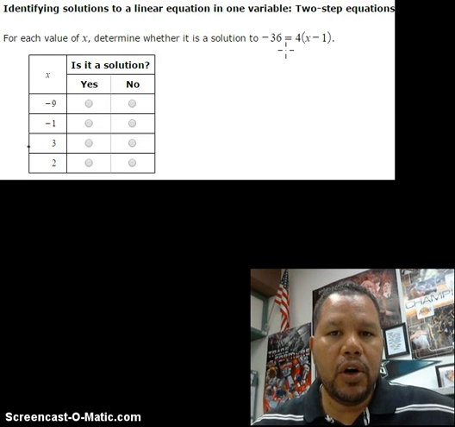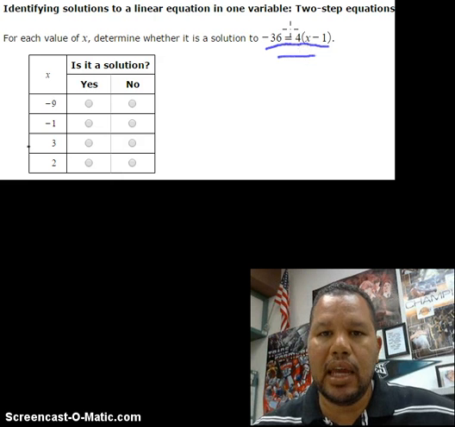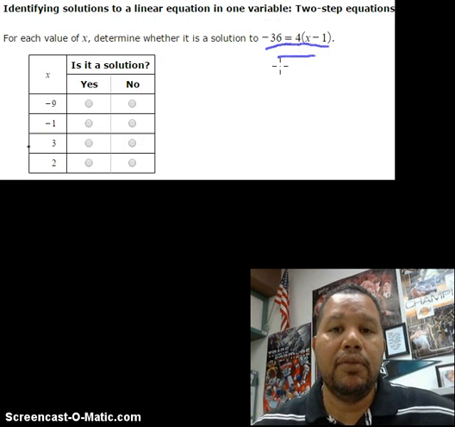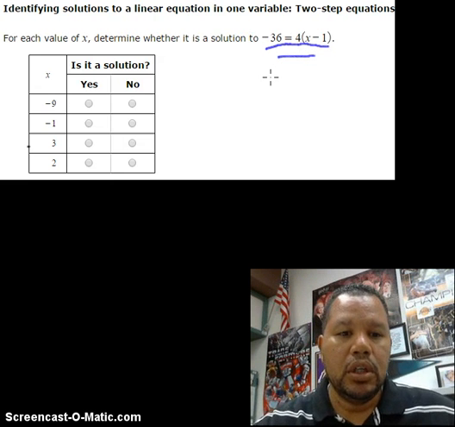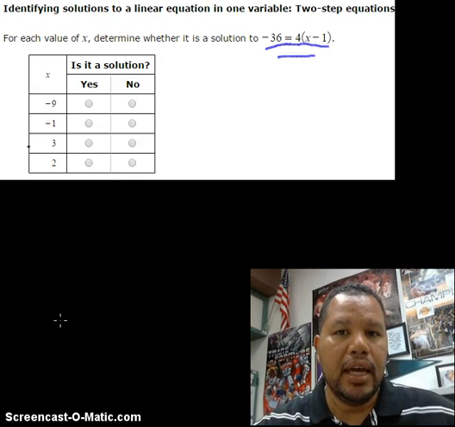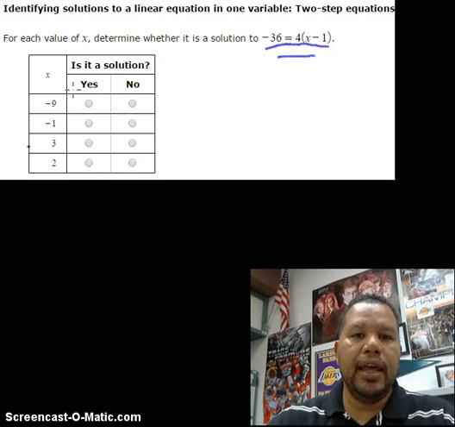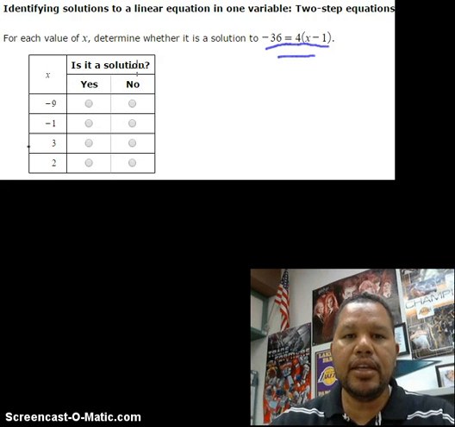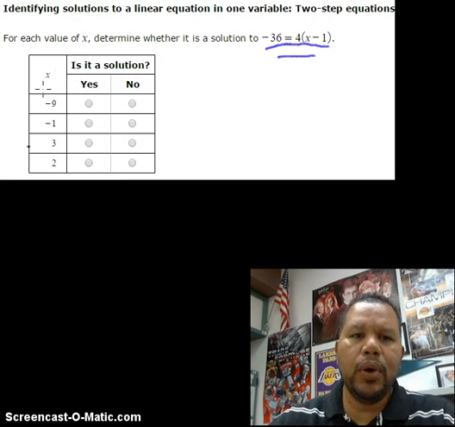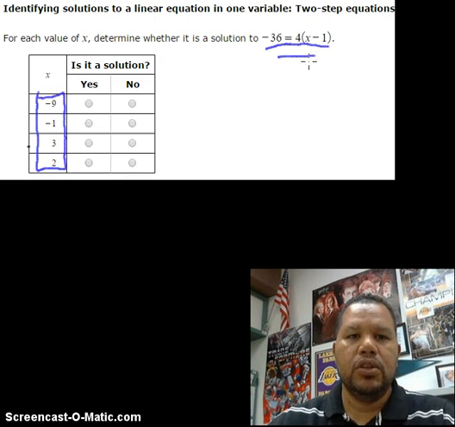So first of all, they're going to give you some equation. And all your equations will not look the same, but here is our equation: negative 36 equals 4 times x minus 1. And over here to the left in this little chart it says, is it a solution? Is what a solution? Well, these values right here, these are our x values, or our values that we can substitute into our equation. So I'll go step by step in there.